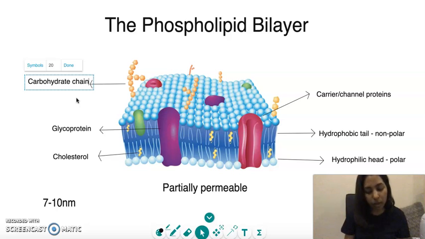And this is also important for sticking to cells. So in a process called cell adhesion, this carbohydrate chain can actually bind to other cells, which can be important for any transfer of substances into and out of the cell.